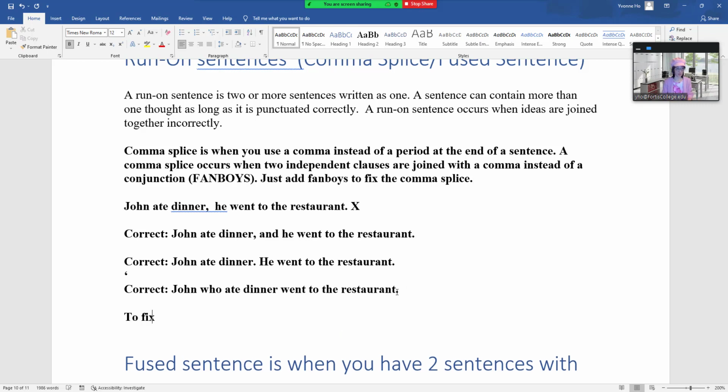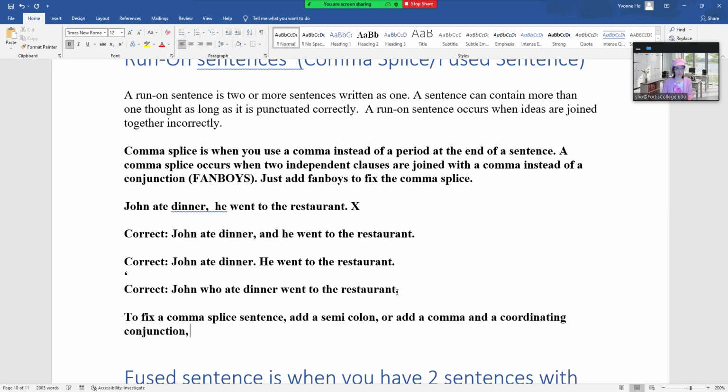So to fix a comma splice sentence, you want to add a semicolon, or you add a comma and a coordinating conjunction, or you add a period. And Sean, the video guy, did not go over adding the period. That was one of the questions. So if you have a comma splice, I don't know if I went over it, I'll just do it again.